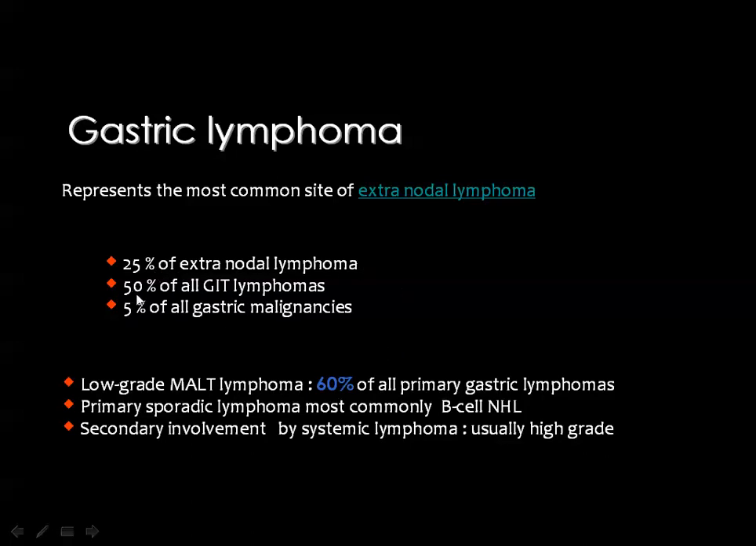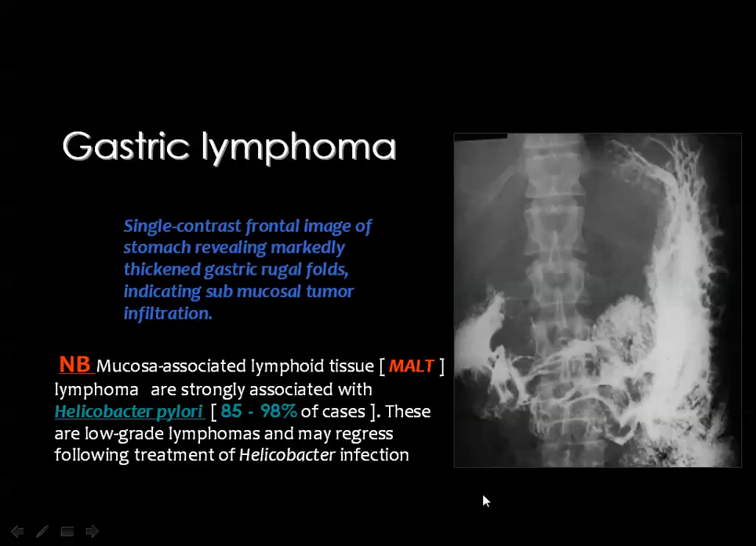Gastric lymphoma represents about 50% of all GIT lymphomas and 5% of all gastric malignancies. The mucosal associated lymphoma, or what's known as the MALT lymphoma, represents about 60% of the primary gastric lymphomas. Then other types will include the sporadic lymphoma, which is commonly of the B-cell type, non-Hodgkin type, or secondary involvement by systemic lymphoma, which is usually of the high-grade type.